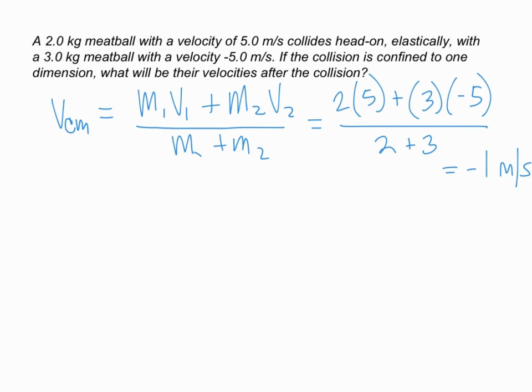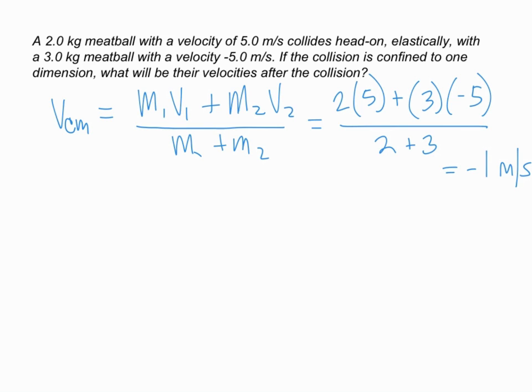So if we were to move backward at 1 meter per second as this collision were going on, it would appear like that other slide showed. It would just appear as though the two meatballs hit each other and bounced apart, and whatever speed they went in with, that's the speed they came out with.